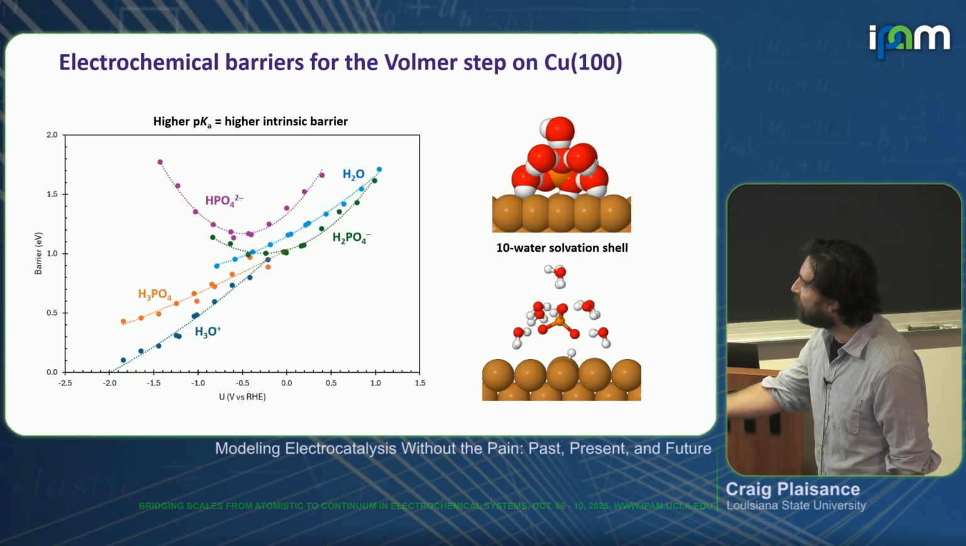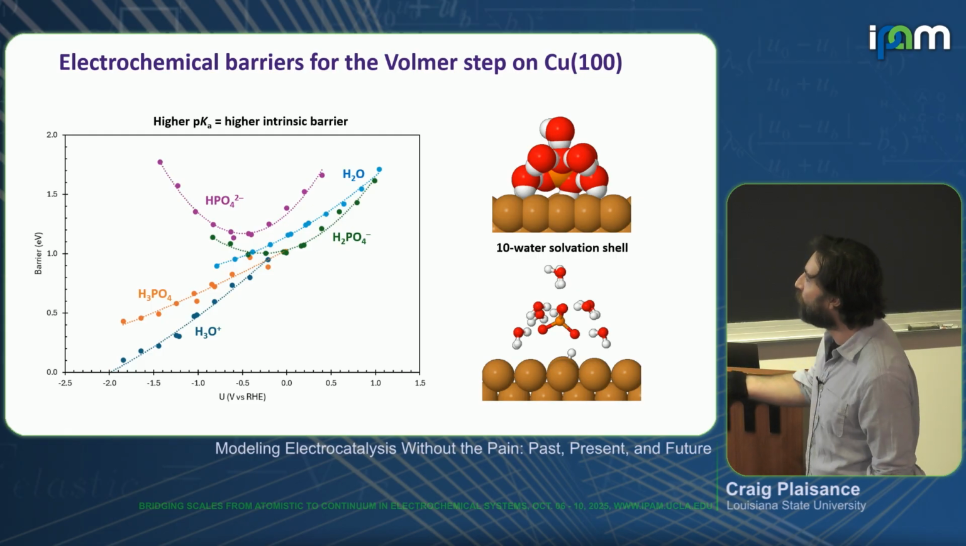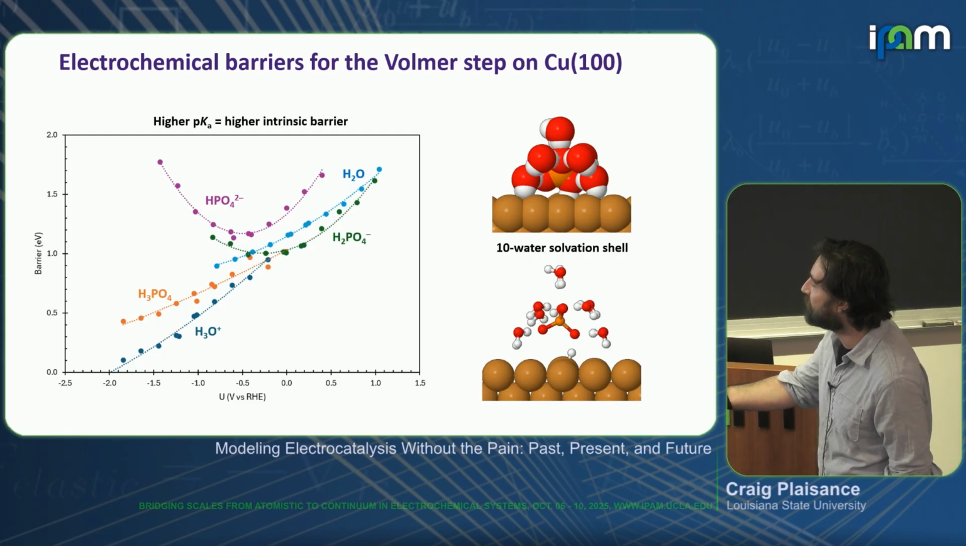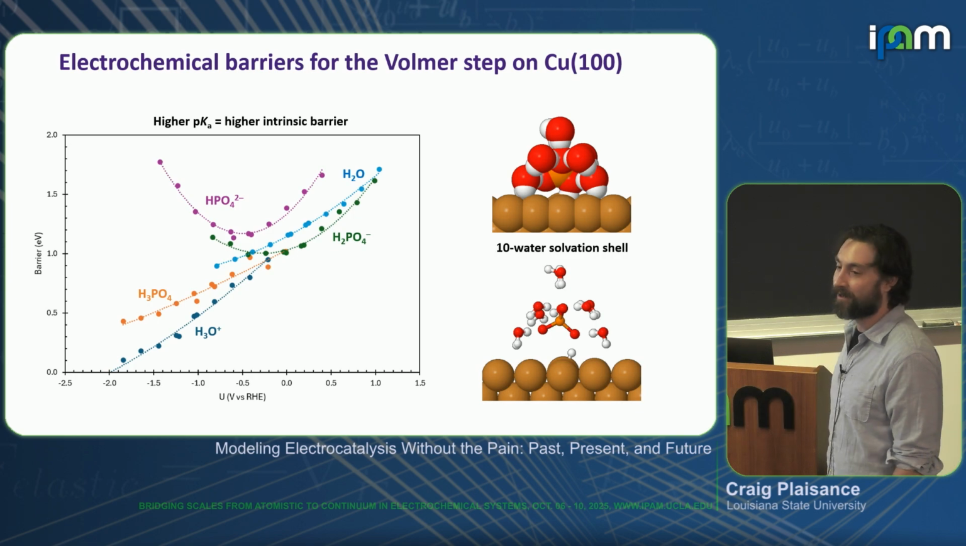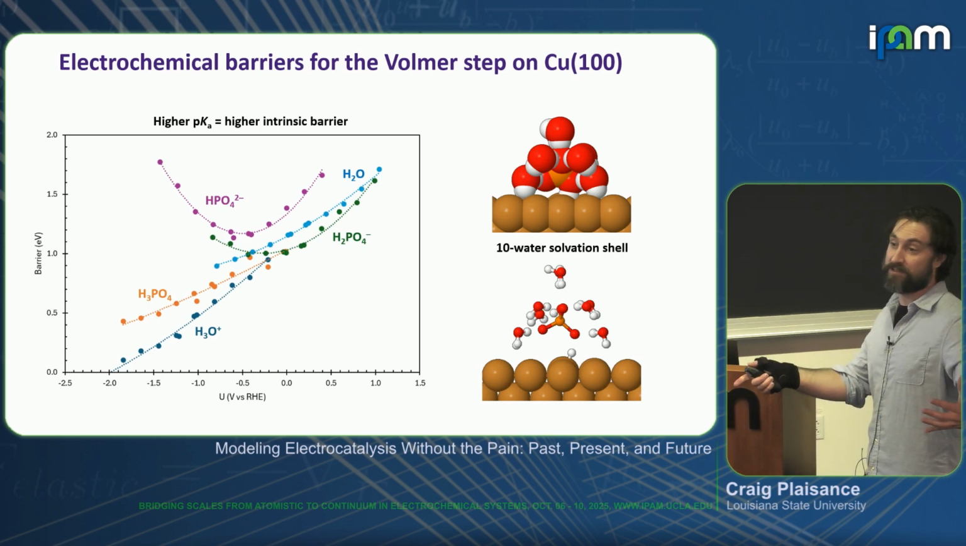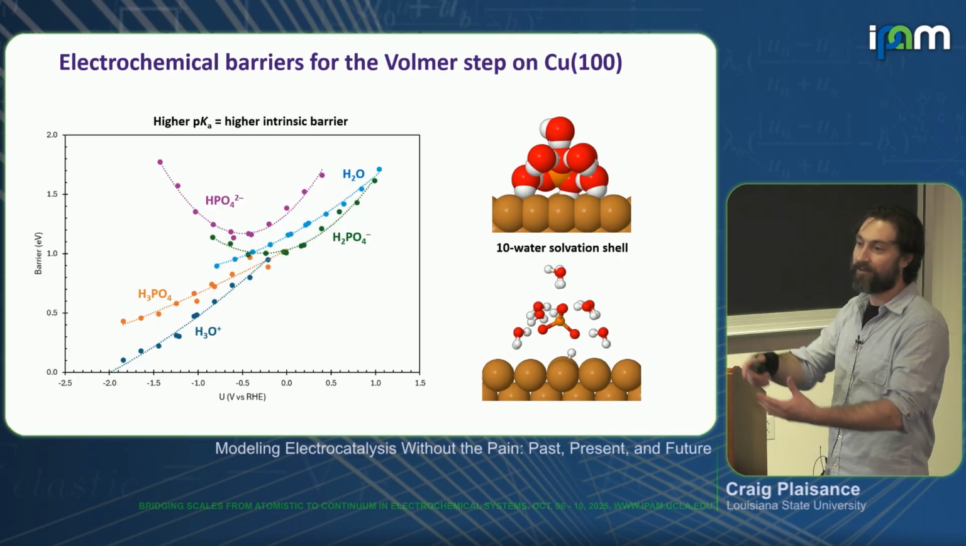So we computed all these barriers as a function of the RHE potential. And you can see that obviously, as the potential gets more negative, most of these barriers go down. The two exceptions are the ones that have a negative charge on them. They do go down, but then they start to go back up. And the reason is because the surface is charged negatively. It's a negatively charged species, so they repel each other.